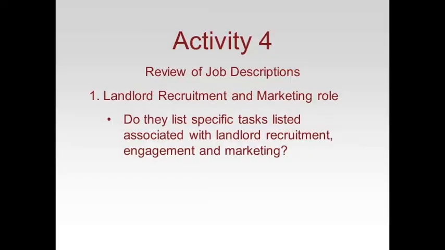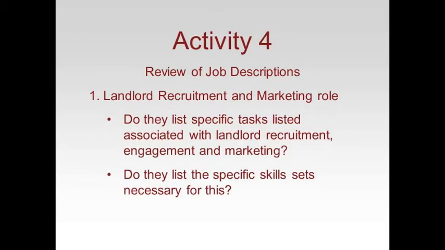So one of the things that we wanted them to do was look at their job descriptions, and first of all, do they even have job descriptions that have tasks listed associated with landlord engagement, landlord recruitment, landlord marketing? And secondly, do they list the specific skill sets for this? A traditional case management social worker job description often does not have the type of skill sets that you need for someone that is looking at landlord recruitment. You really are looking at skill sets often with more of a marketing background or an engagement background. And so, what would be those kinds of skill sets that you want in this position?